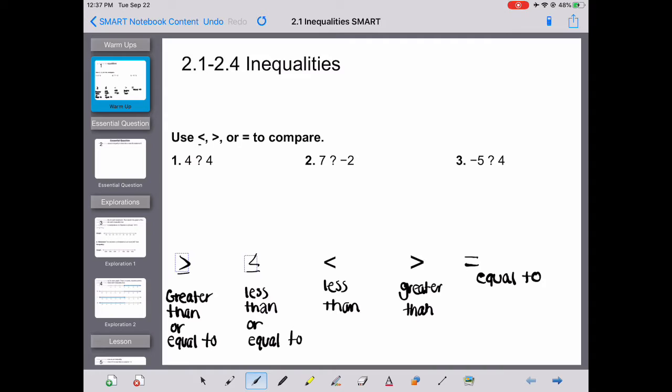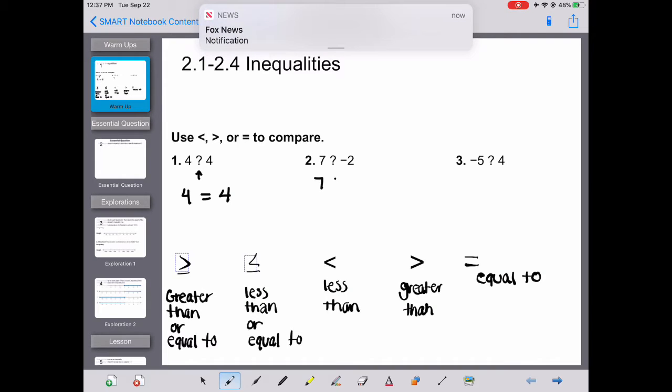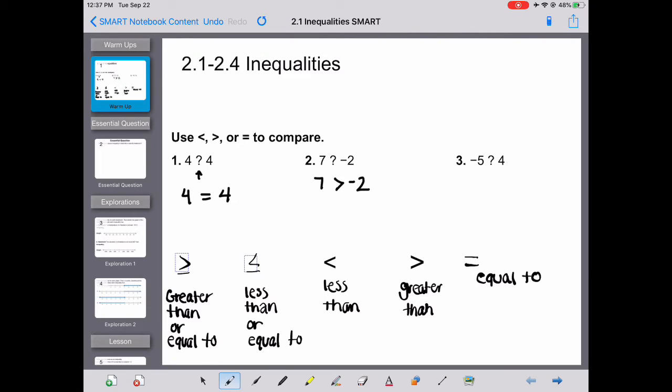They want us to use less than, greater than, or equal to compare. So starting with number 1, 4, question mark, 4. Well, 4 is equal to 4, so we would use that symbol there. And the second one, 7 is bigger, so it's greater than negative 2. And then the third one, negative 5, is less than positive 4, smaller than 4.